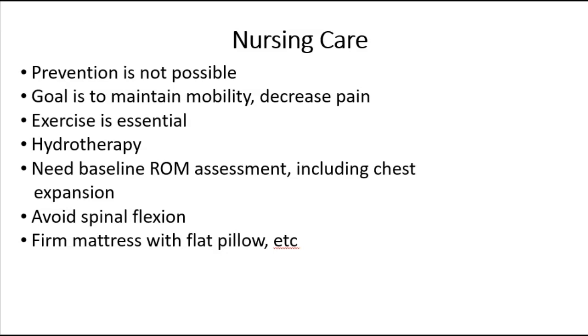We use deep breathing exercises to decrease the risk for pulmonary complications because reduced chest expansion can occur. Exercise is absolutely essential. We use things like hydrotherapy to maintain joint function and manage pain. When you do your range of motion, be sure to include chest expansion. It's best to have them sleep on a firm mattress with a flat pillow, because of the flexion deformity that's caused. We want to avoid spinal flexion.